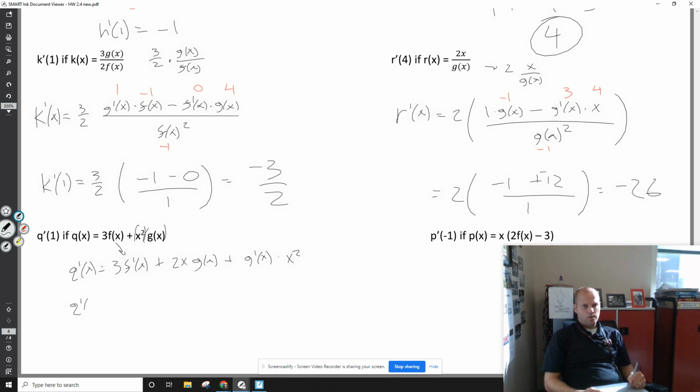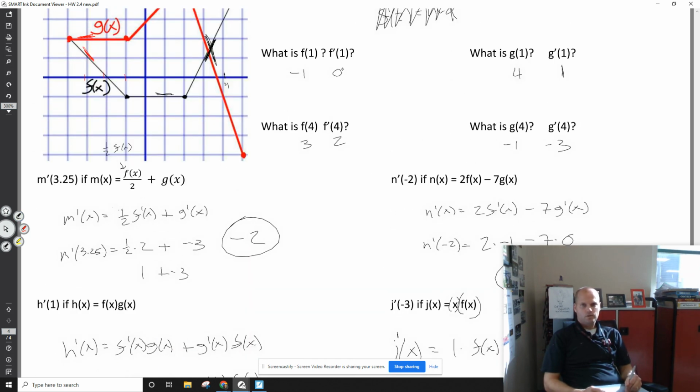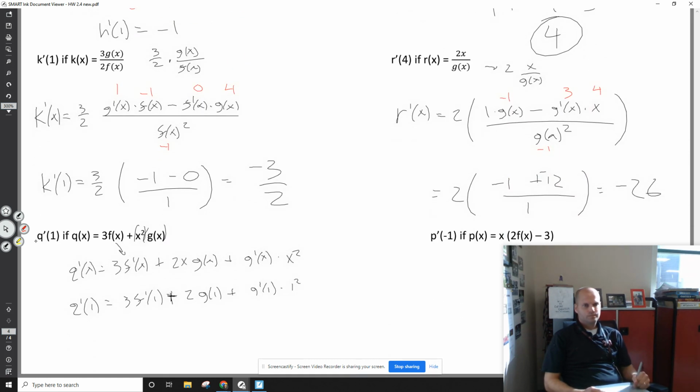If I'm plugging in 1, I need f prime of 1, 2, I need g of 1. I need g prime of 1. F prime of 1, g of 1, g prime of 1. F prime of 1, 0, 4, 1. So I got 0 plus 8 plus 1. I get 9.